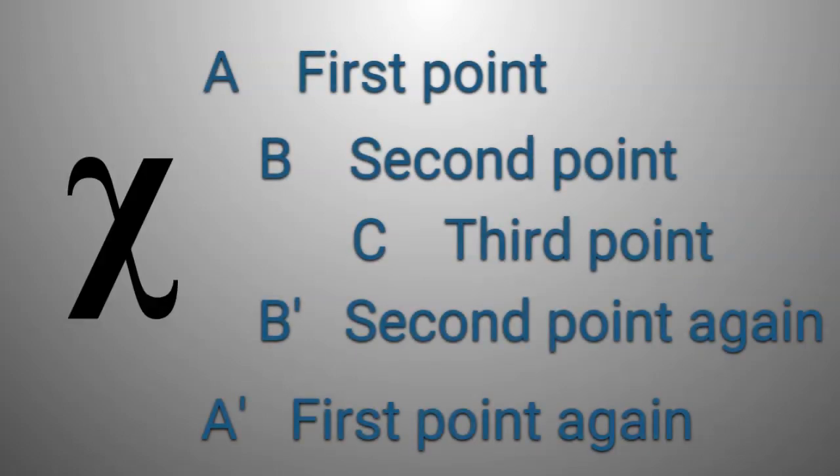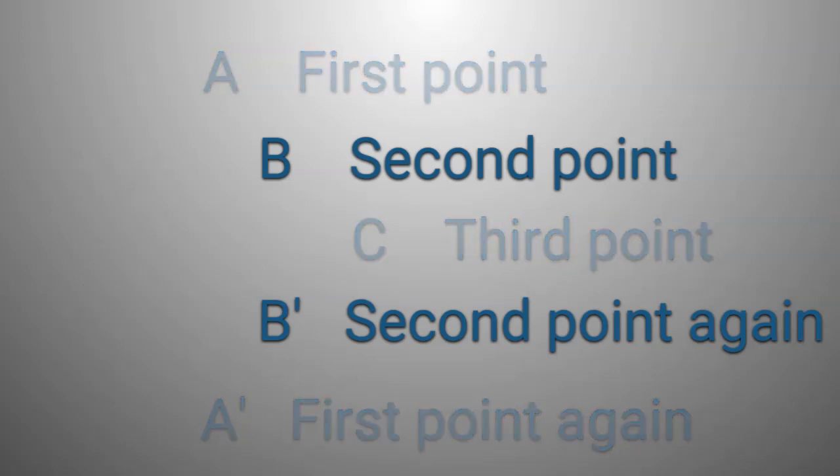If we visualize this process: A, the first point; B, the second point; C, the central point; B prime, the second point restated; A prime, the first point restated. We can easily see why this form of literary structure came to be named after the Greek letter chi.